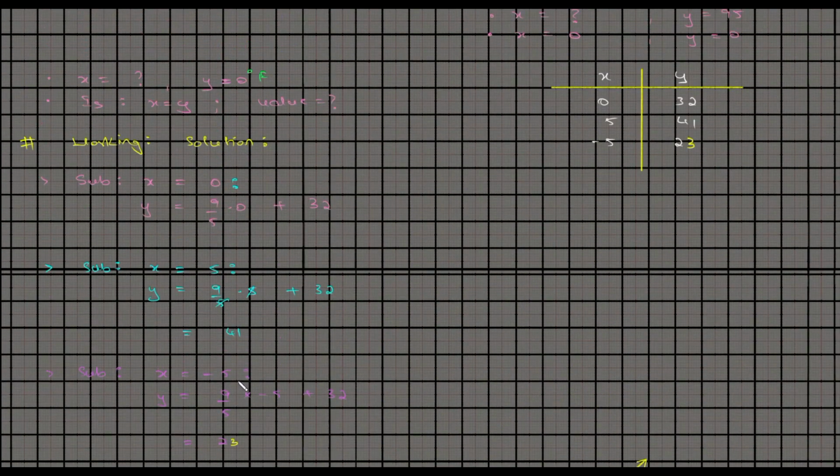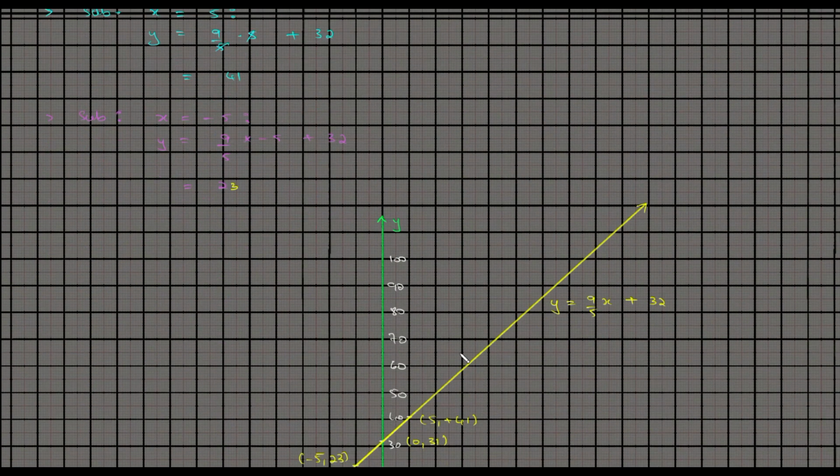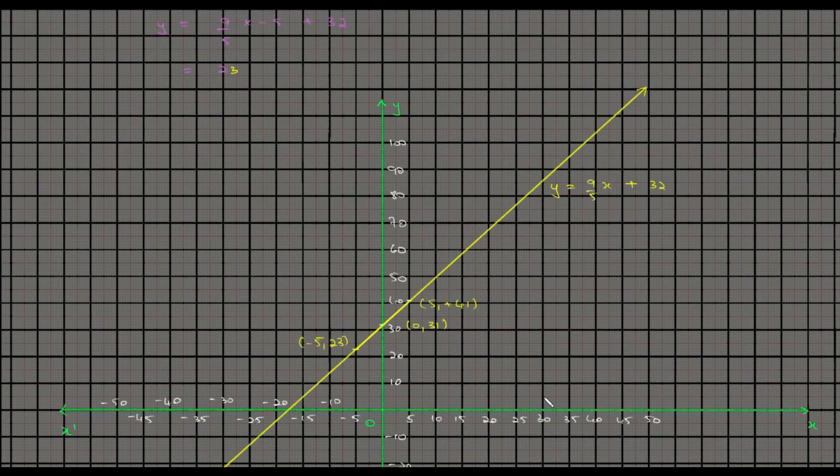Now let's answer the question. What is the first question? 30 degree. So at 30 degree, y is how much? When we have 30 degree, y turns out to be around this point. So we need to zoom in for that.